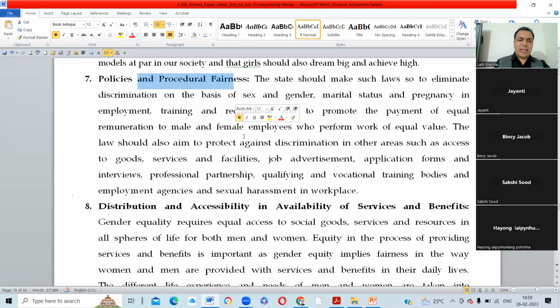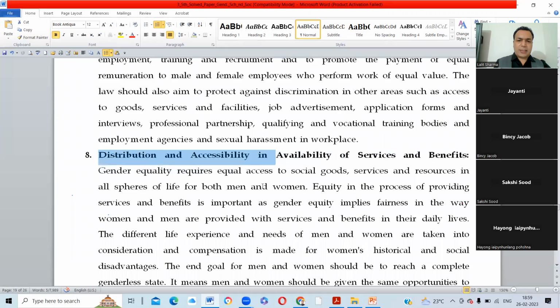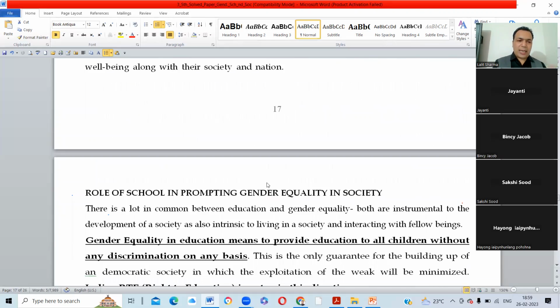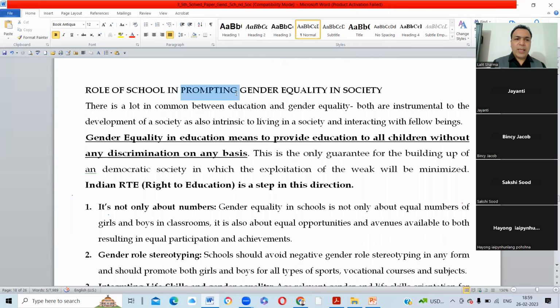Policies and procedural fairness, distribution and accessibility. तो ये सारे के सारे points हैं. Okay, I have shared this PDF file with you: how the school can promote gender equality in society. Okay, स्कूल को सोसाइटी में बाहर जाने की जरूरत नहीं है, अगर स्कूल start giving the equality in the campus itself. Okay, तो guys, वो जो क्लास है, क्लास ही सोसाइटी है. It is a miniature of the society. सोसाइटी का छोटा रूप है.